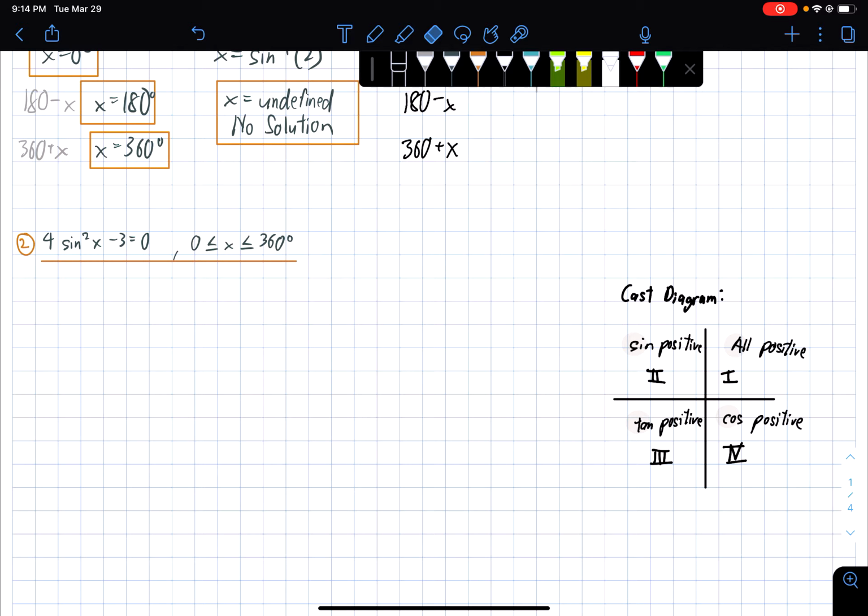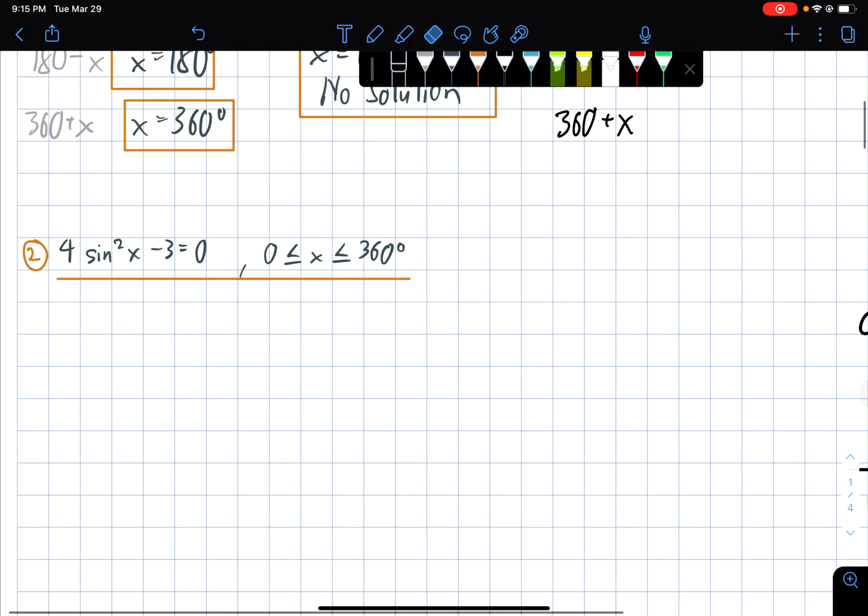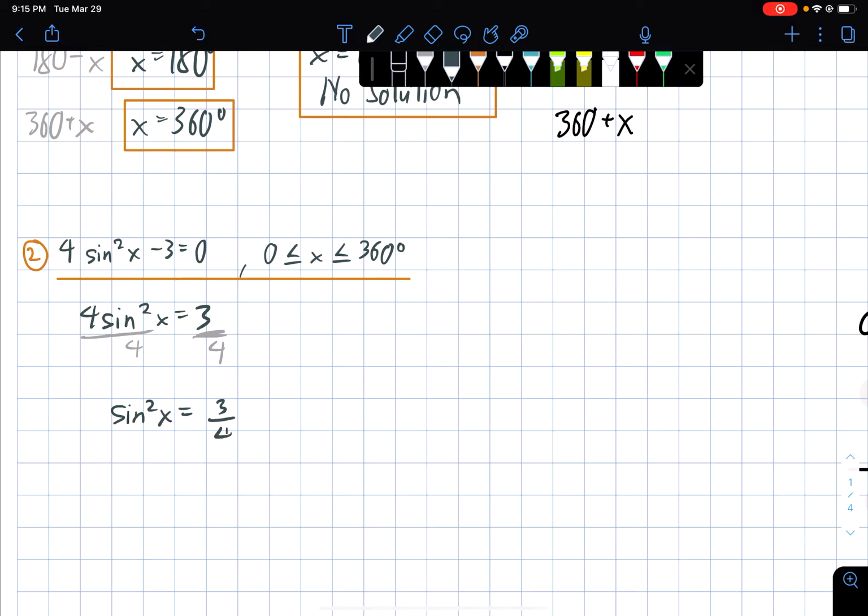For number 2, 4 sine squared x minus 3 is equal to 0. We won't be borrowing the processes for solving quadratic equations. In this particular problem, we have a different technique. We move 3 to the other side. Then we divide both sides by 4 to make sine squared x all alone. We end up with something like this, and take the square root to eradicate the exponent 2.